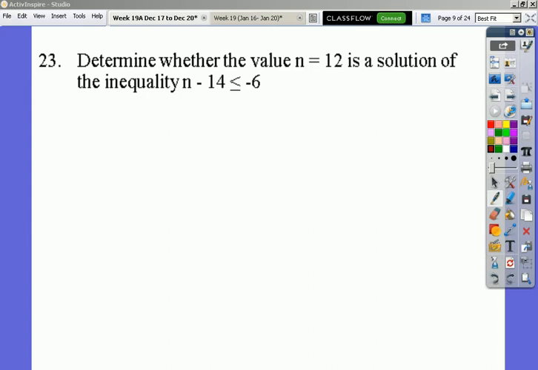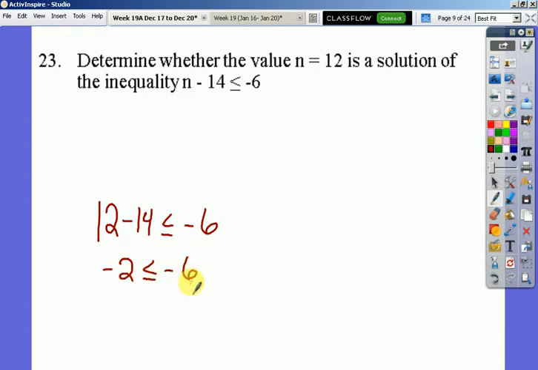I plug it in, right? Like a Glade air freshener. So, 12 minus 14 is less than or equal to negative 6. I have to determine whether or not that is true, right? So when I take 12 minus 14, what do I get? 12 minus 14 is negative 2. It says 12 minus 14 is less than or equal to negative 6. Negative 2 is... So is that right or wrong? Wrong. That's not correct, right? So that's not a solution.